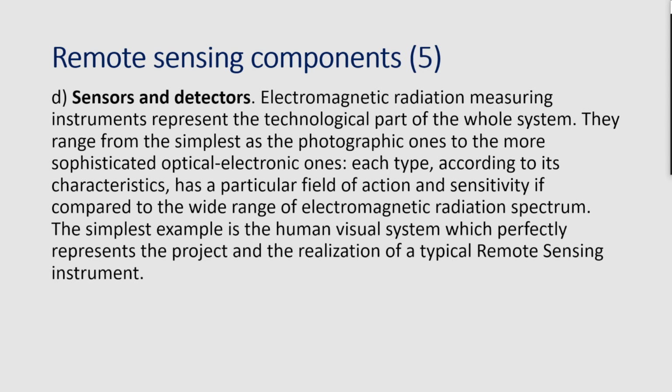Remote sensing components. 5. D. Sensors and detectors. Electromagnetic radiation measuring instruments represent the technological part of the whole system. They range from the simplest as the photographic ones to the more sophisticated optical electronic ones. Each type, according to its characteristics, has a particular field of action and sensitivity if compared to the wide range of electromagnetic radiation spectrum. The simplest example is the human visual system, which perfectly represents the project and the realization of a typical remote sensing instrument.